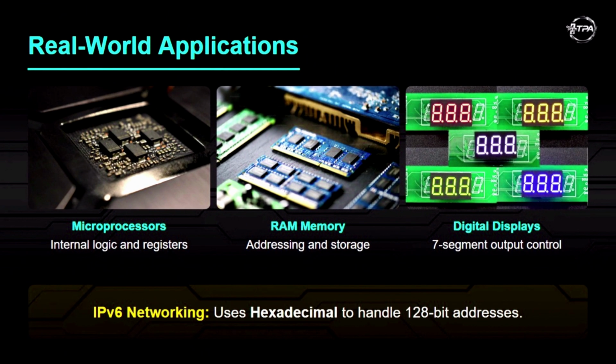Real-world applications. Binary system is used inside microprocessors. RAM memory uses binary addressing. Digital displays use binary signals. Networking systems like IPv6 also use hexadecimal to manage large addresses. So number systems are everywhere in digital electronics.